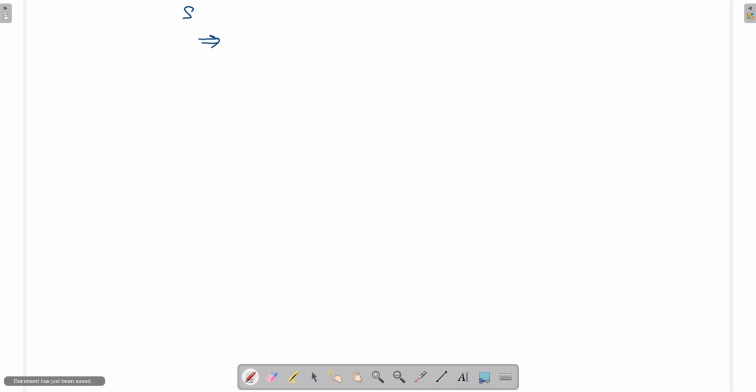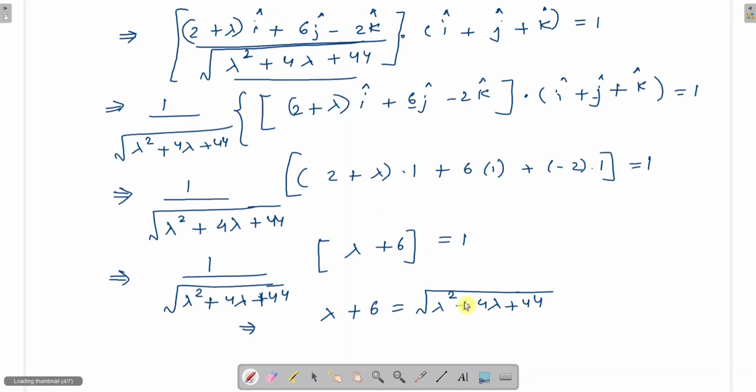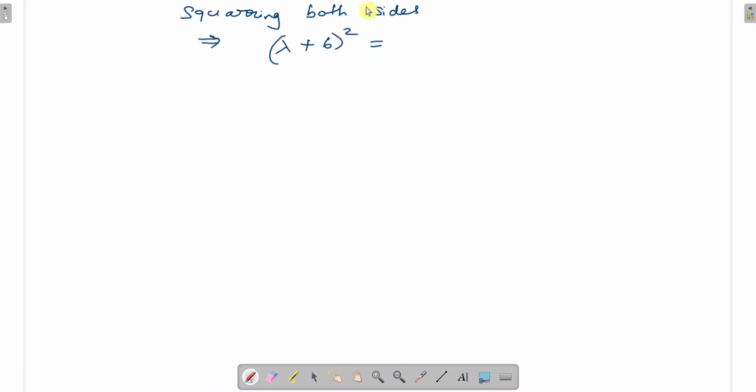So we can square both sides. Squaring both sides, what we will get is lambda plus 6 the whole square on the left hand side, and that will be equal to, so this root will go when you square, lambda square plus 4 lambda plus 44. So this implies, a plus b the whole square, so lambda square plus 12 lambda plus 36 equal to lambda square plus 4 lambda plus 44.